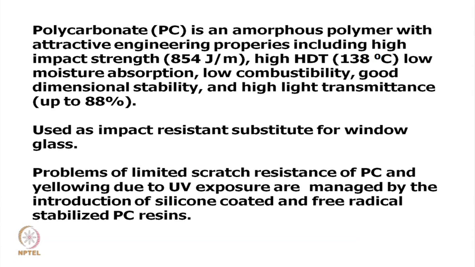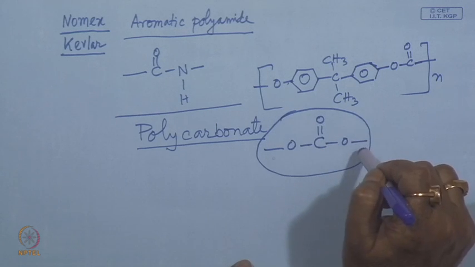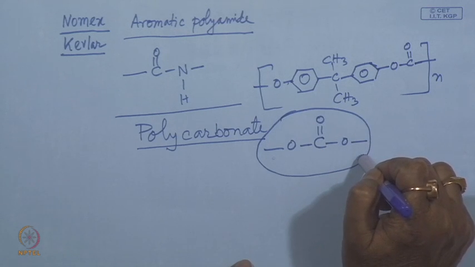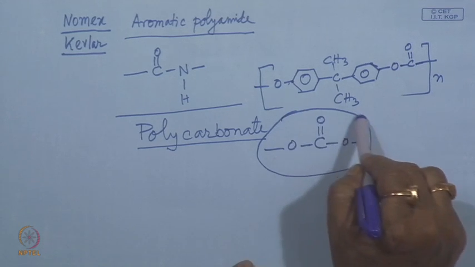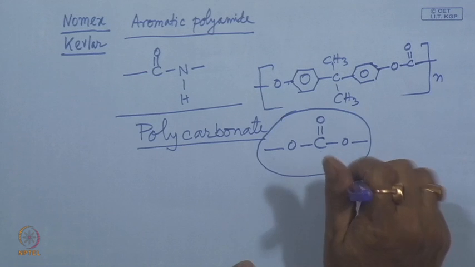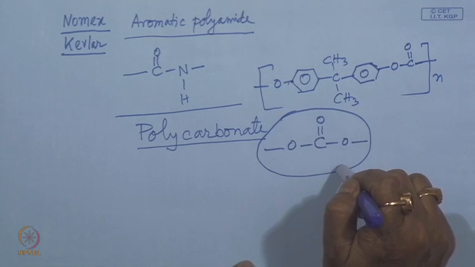Impact property is also very good, and heat distortion temperature tells about the dimensional stability of the product at elevated temperature or under pressure, under load. So, it should not be deformed at high temperature. Here it can withstand up to say 130 degrees Celsius without any deformation or deflection.